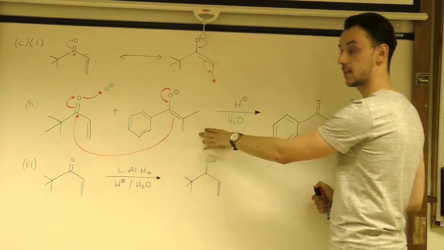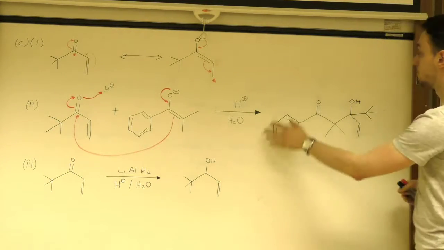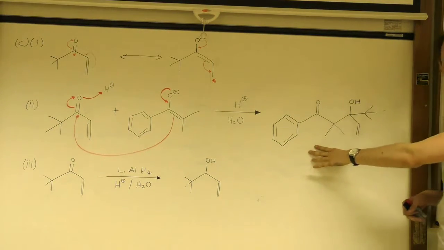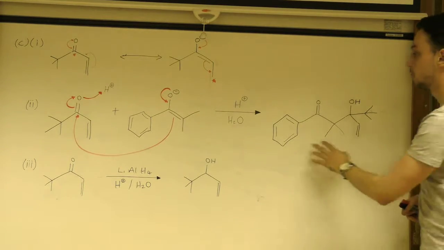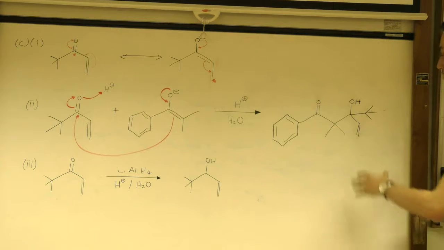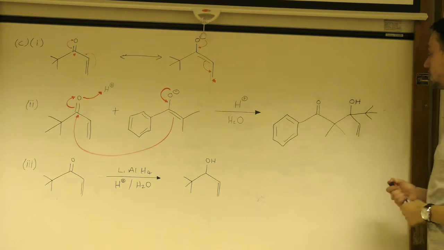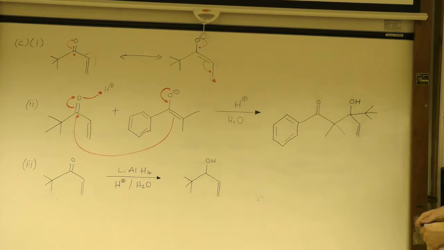This isn't a complete mechanism, but it doesn't ask you for a complete mechanism, it just asks you for the product. You'll end up with this messy product here, because there are no good leaving groups on the molecule, so you won't have a dicarbonyl, you'll have a beta hydroxy molecule.